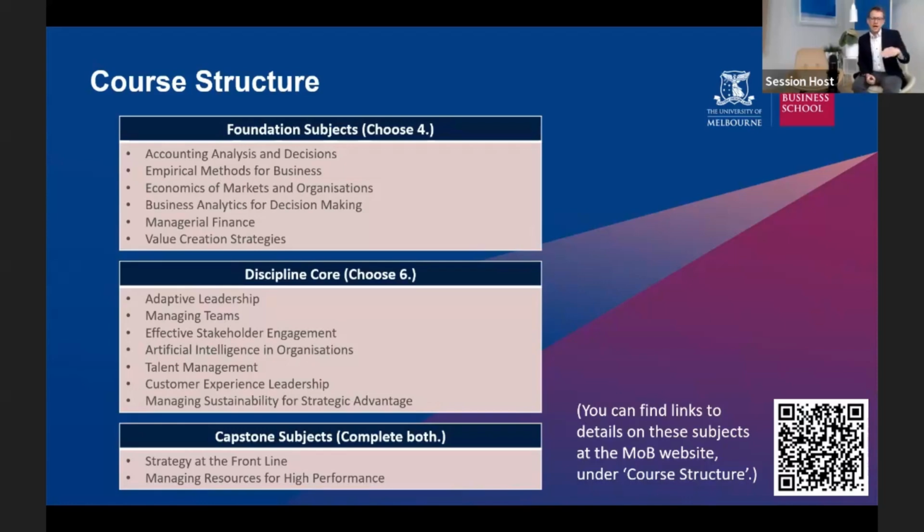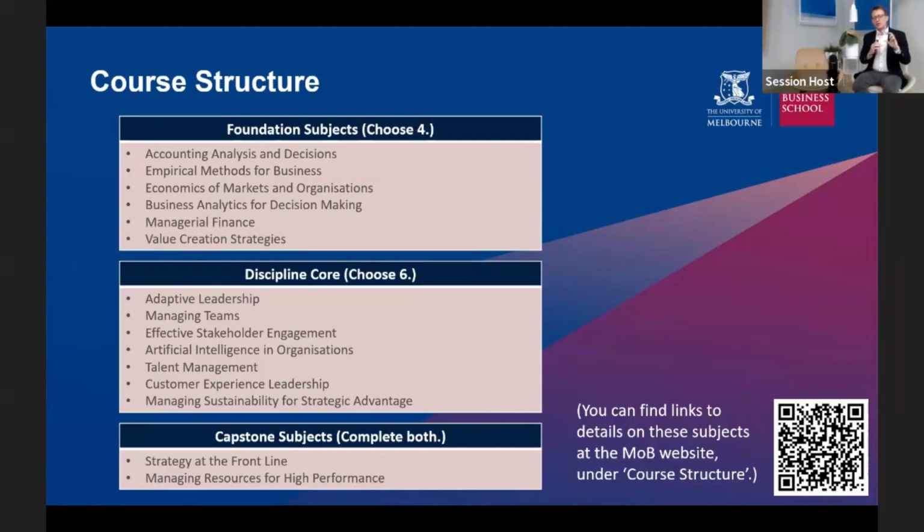And then we have our discipline core subjects, which get into more complex topics and contemporary topics, as well as soft skills. So we're talking about adaptive leadership, managing teams, effective stakeholder engagement, artificial intelligence in organizations, talent management, customer experience leadership, managing sustainability for strategic advantage.